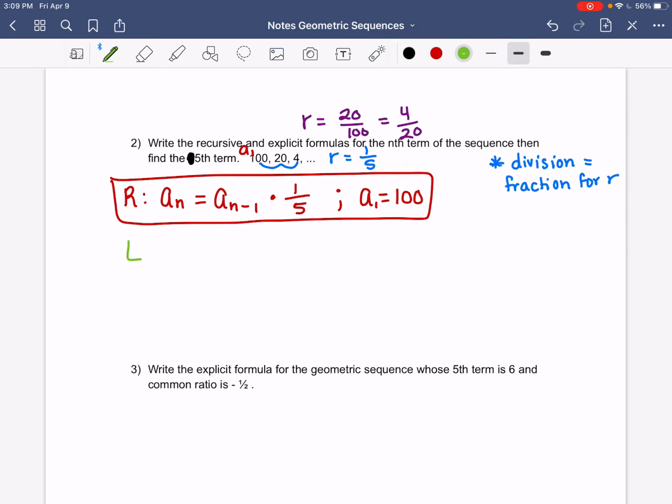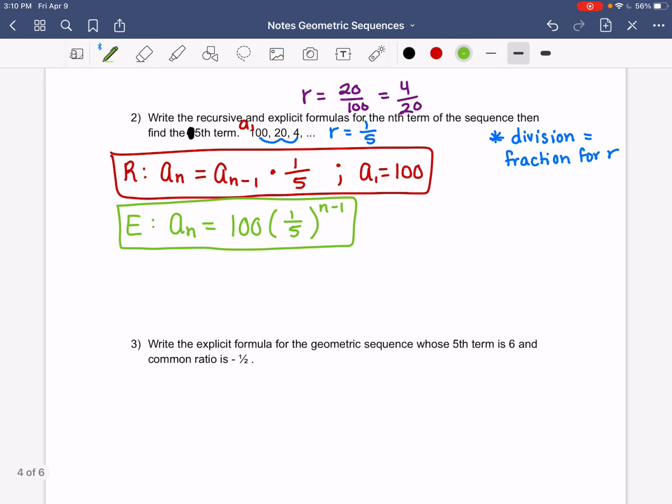All right, let's give our explicit formula. So a sub n equals, you take your first term, which is 100, parentheses your r, which is 1/5, to the power of n minus 1. And then again, nothing to simplify, just like the recursive one when we're doing geometric. All right, last piece is finding, I changed it to the 5th term, so use your explicit formula for the 5th term, and you just plug in the number 5. A sub 5 equals 100 times 1/5 to the power of 5 minus 1.